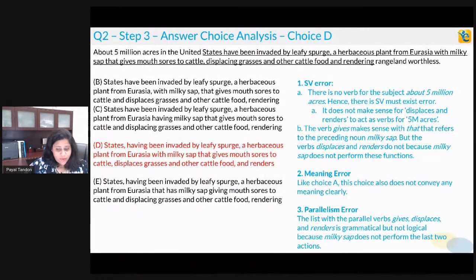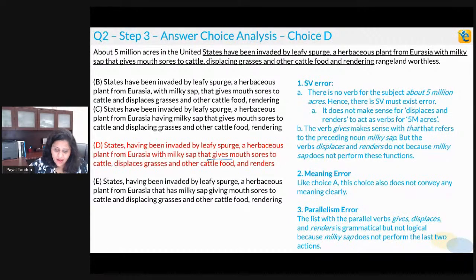Choice D, quite a few of you selected choice D as well. Choice D is wrong. Let's look at why. Gives mouth sores, displaces grasses. So here we are okay. And renders. Oh, actually, no. Sorry, we are not okay here. Herbaceous plant from Eurasia with milky sap that gives mouth sores, displaces grasses.